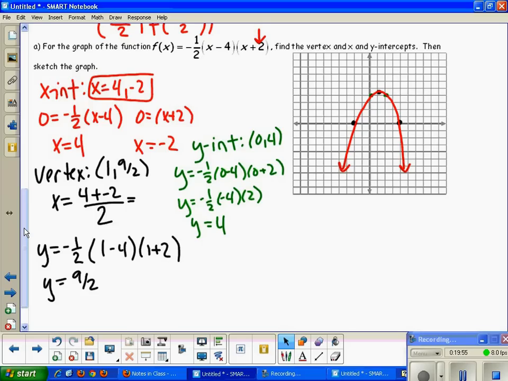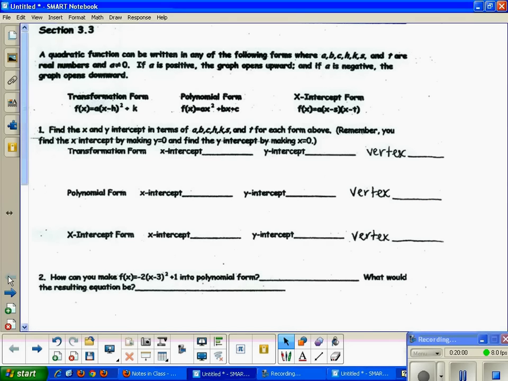So now let's go ahead and take a look at the whole picture of everything we just did. So I'm going to go back to this sheet right here. For this sheet, again, the three forms that we just talked about are transformation form, polynomial form, and x-intercept form. And again, you need to have each of those equations memorized. I don't really remember the formulas for the x and y-intercept. I remember the formula for the vertex only. And then for the x and y-intercept, I just remember to plug 0 in for x or plug 0 in for y, depending on what you're solving for, and then solve for that variable.